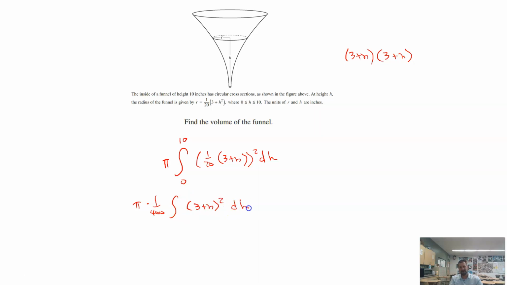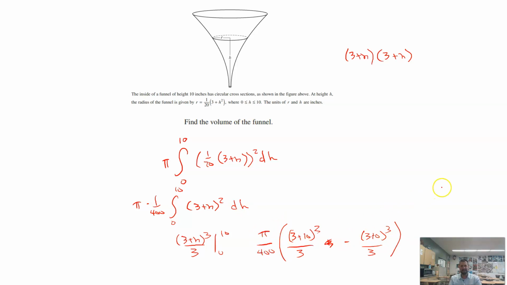I don't need to multiply that out, because when I take the antiderivative of that, I get 3 plus h to the third divided by 3. Then I'm going to plug in 0 and 10 again. So I'm going to get 3 plus 10 to the third over 3, minus 3 plus 0 to the third over 3. That's what I get for that part right there. And then I'm going to multiply that by the pi over 400 out front. If you simplify that down, you get 2209 pi divided by 40. Now again, that one's tricky, but that's what we get when we do that.